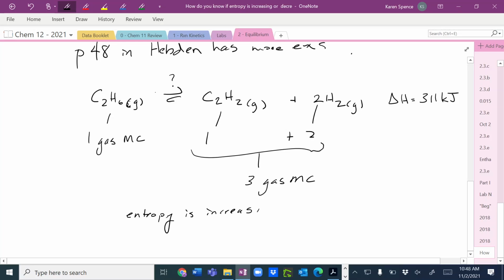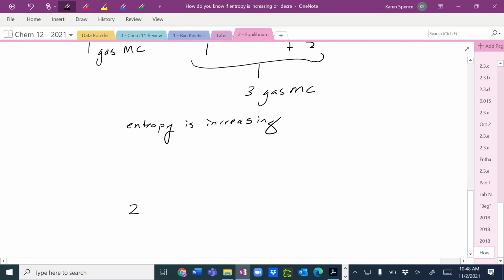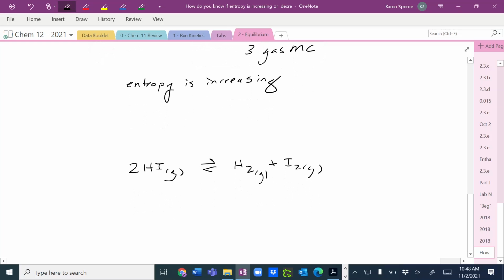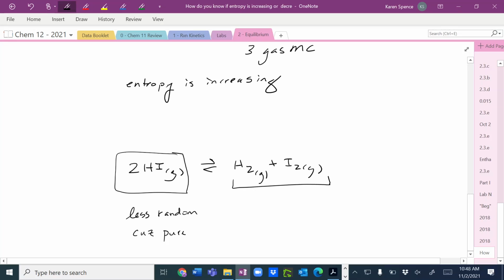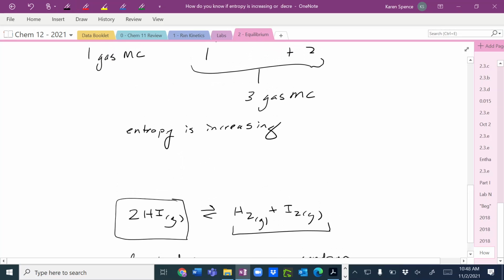Did that make sense? There could be, and in that case, if you had 2HI gas in equilibrium with H2 plus I2. Okay, because these are all the same type of molecule, this would be less random because it's pure, whereas these would be more random because it's different things. It's a mixture, yeah.